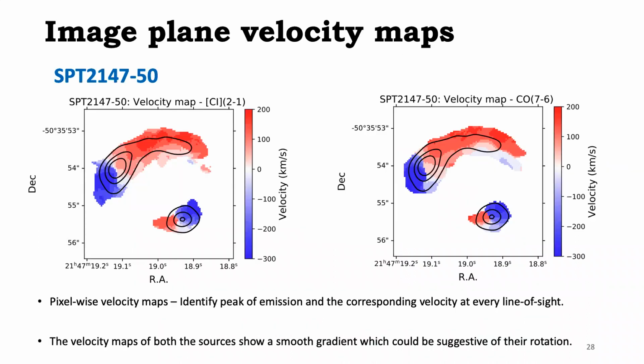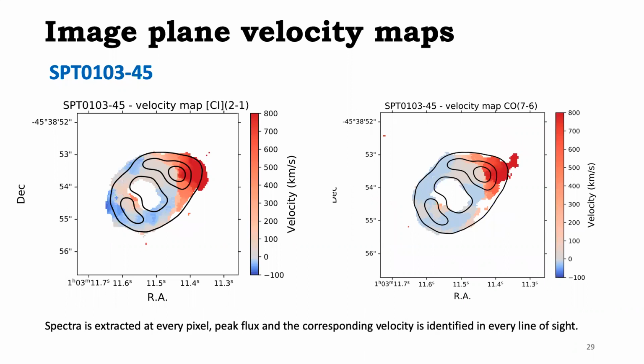So firstly, we try to understand in their image plane, how exactly is their velocity distribution. Now, if we construct a peak velocity map from the pixel-wise emission of these galaxies, for instance, for 2147-51, we see that the velocity map for C1 (2-1) and CO(7-6) is very similar, which ensures the robustness of the method. And secondly, we can see the smooth gradient, which suggests that these galaxies could be rotating structures. A similar test performed for O103-45 also showed a nice smooth gradient, which could say that these 2 galaxies could be rotating structures. But to understand further, we would need to look into the source plane of these galaxies.